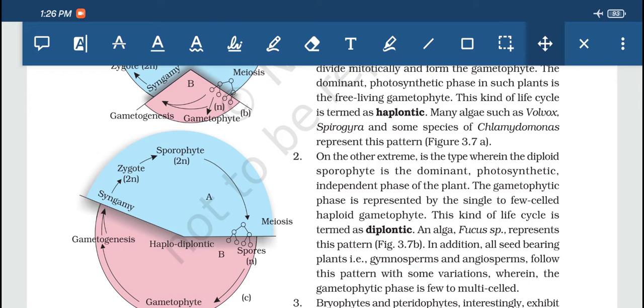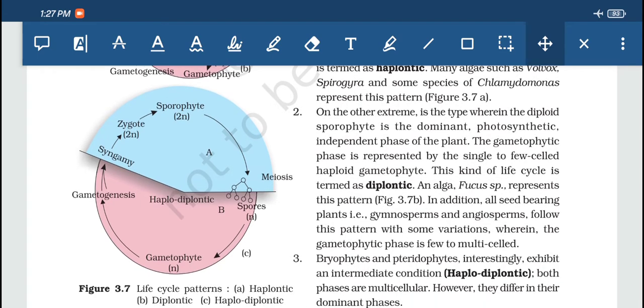It is the photosynthetic, independent phase of the plant. The gametophytic phase is represented by a single or few celled haploid gametophyte. Here the sporophyte is photosynthetic, it is dominant, and it is independent. It is not dependent on the gametophyte, and the gametophytic phase is just represented by a single or few celled gametophyte. This kind of life cycle is termed diplontic, and algae such as Fucus species represent this pattern.